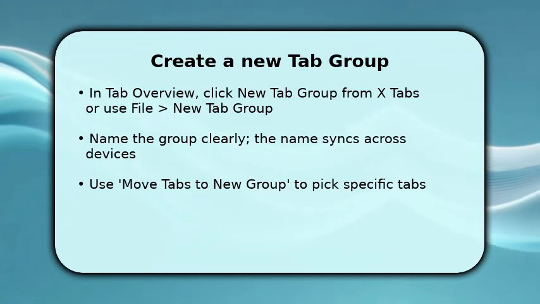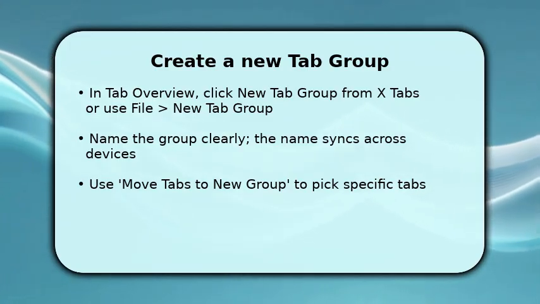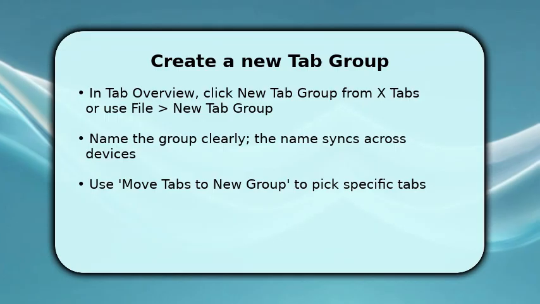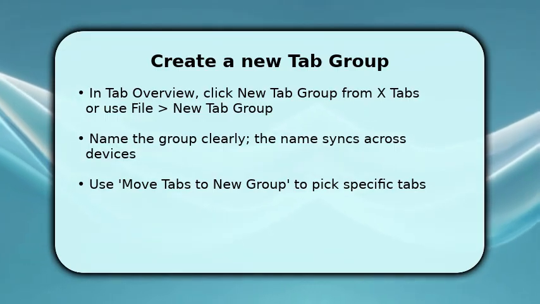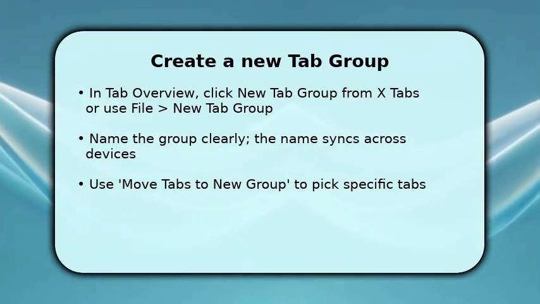If you want only specific tabs in the group, right-click a tab and choose Move Tabs to New Group. Once created, Safari lists the group in the sidebar for quick switching.